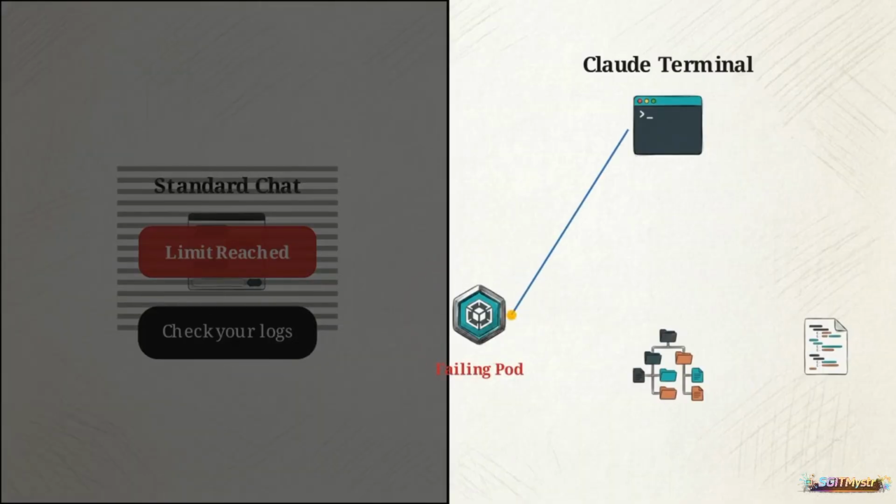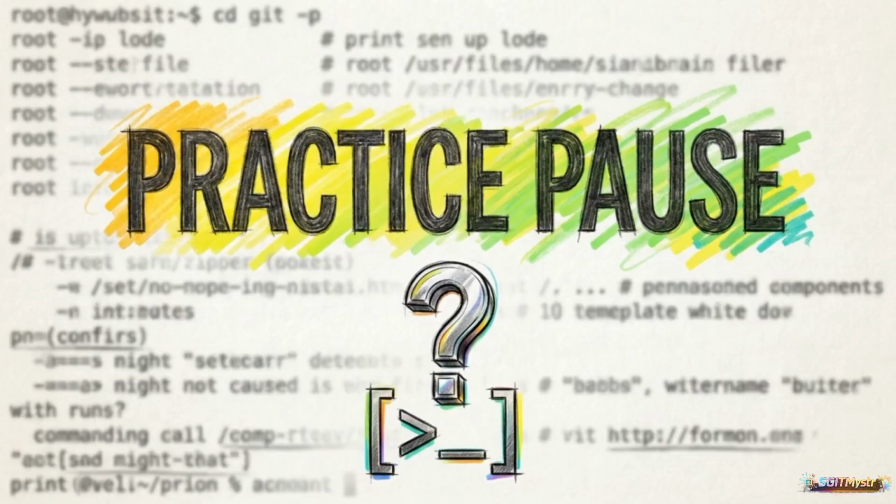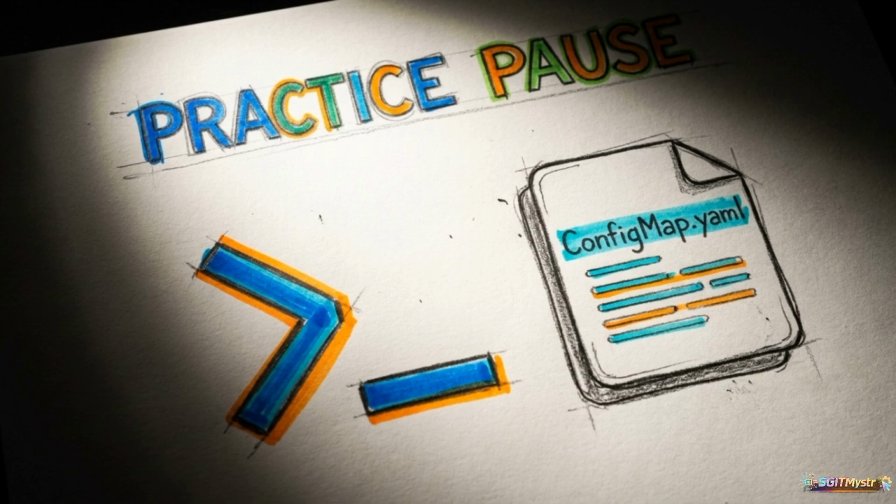Claude traces this error signal through your actual files. It follows the failure from the pod definition through the environment variable expansion and identifies the specific misconfigured ConfigMap file. Now, try to deduce the workflow. Think about the specific terminal command you would give Claude to trigger this autonomous debugging loop for this ConfigMap error.